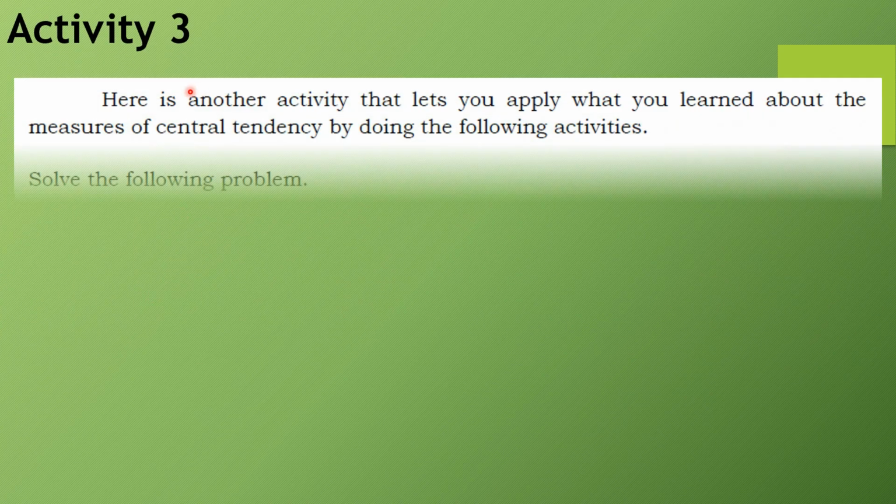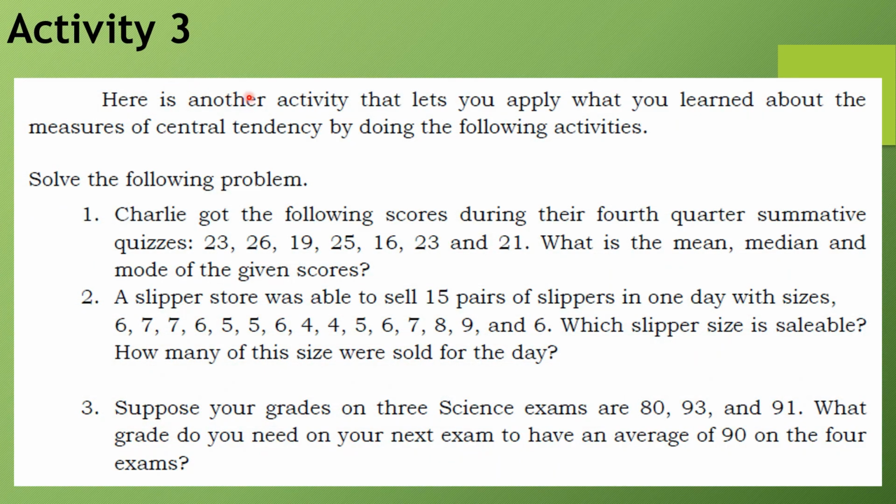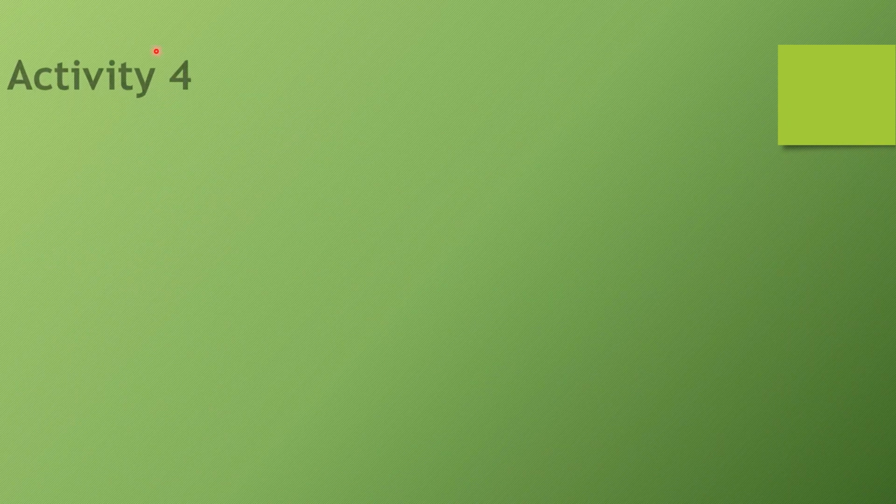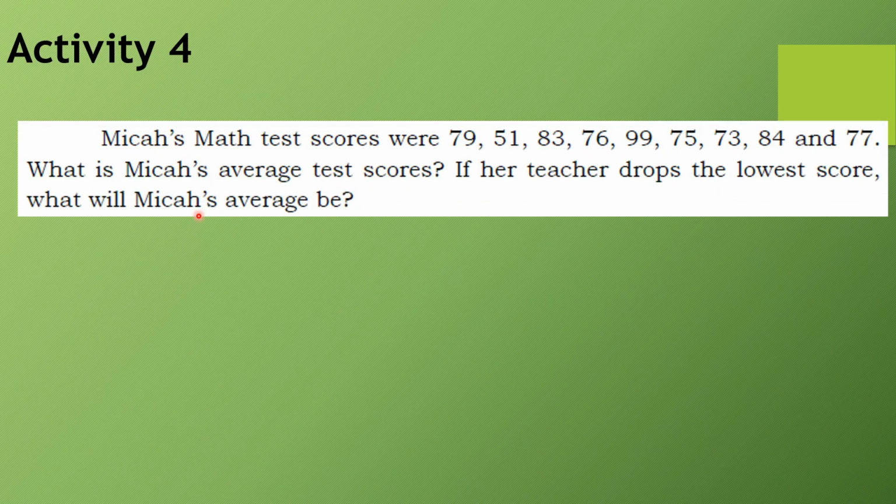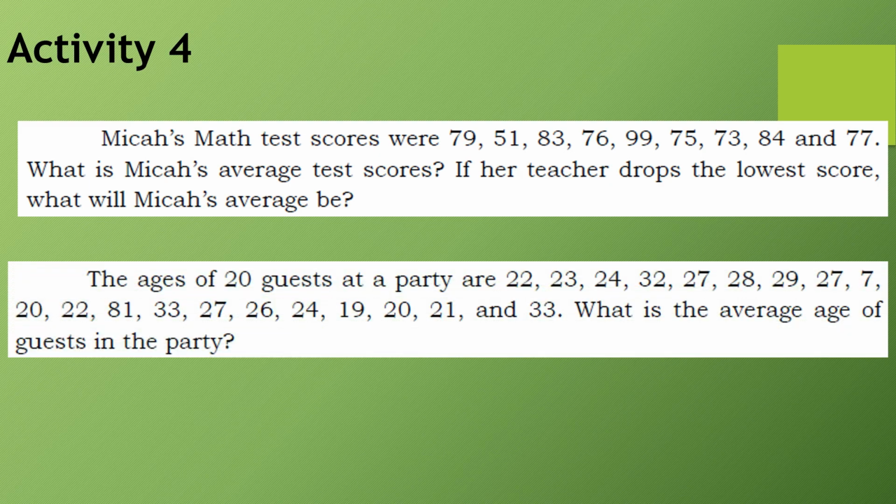For activity number 3, this is an activity that lets you apply what you learn about the measures of central tendency by doing the following activities. So you have the following problems to solve. You have 3 problems. And for activity number 4 are additional problems. We have here the first problem and the second problem. That's all your activities for today.